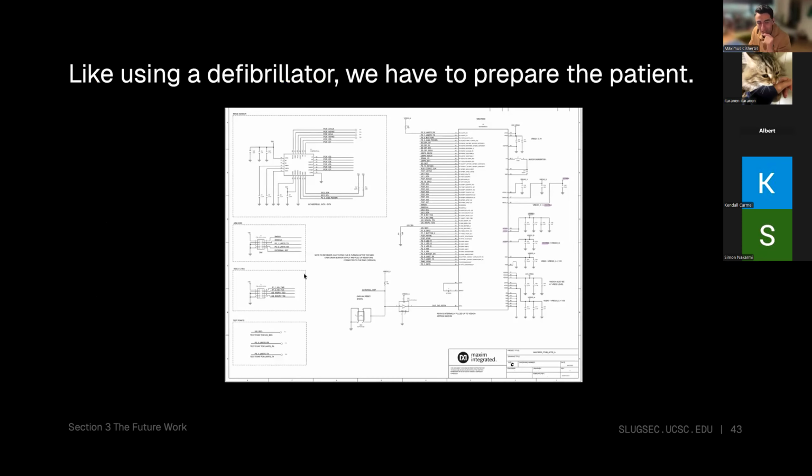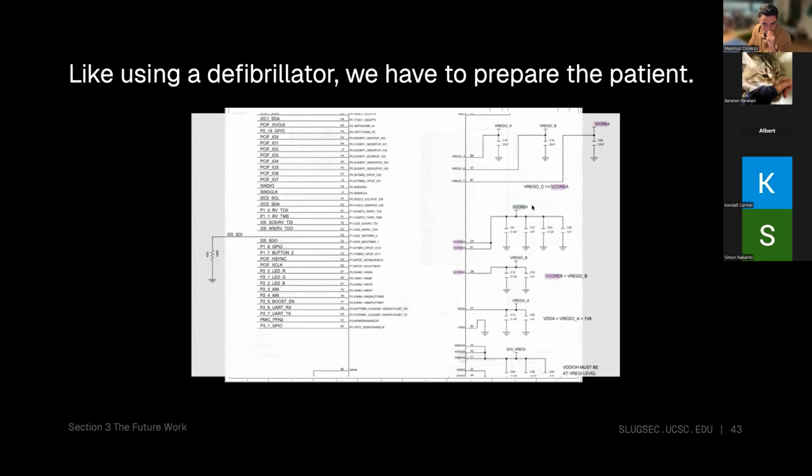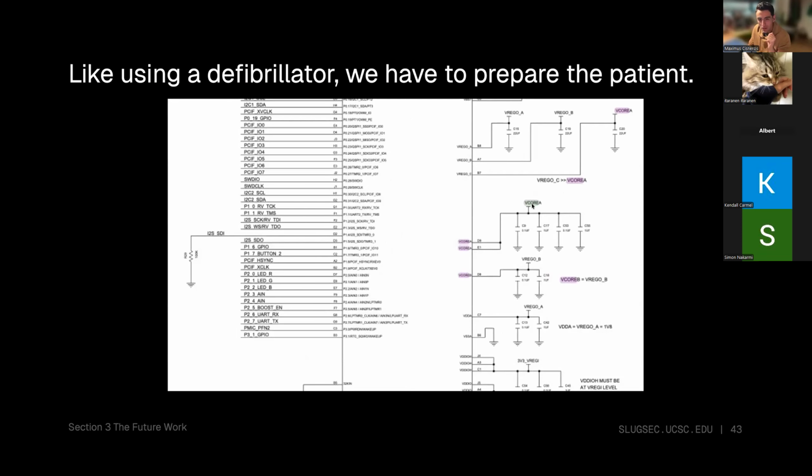Okay, so like using a defibrillator, we actually have to prepare the patient. In this case, I pulled out the old schematic from last year's competition, which was the MAX78000 Feather board. So right here, this is the MAX78000. Currently, I have highlighted these specific nodes. These specific nodes are basically all of VCORE A.